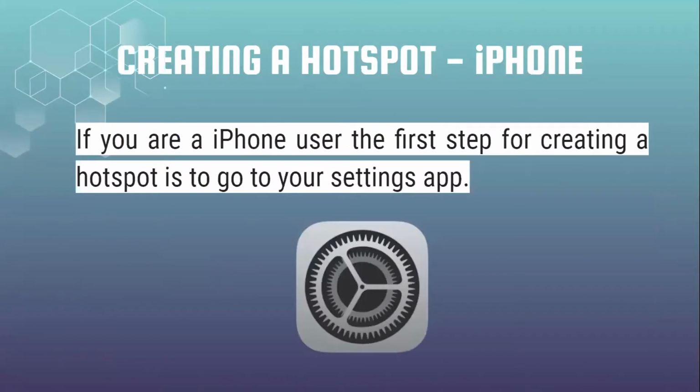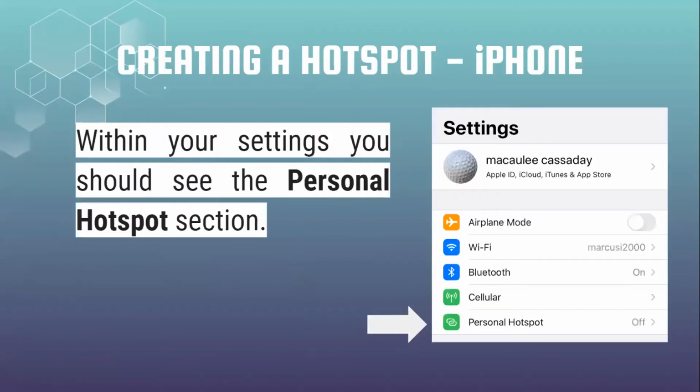Now we'll be specifically looking at how to create a hotspot. First, this would be an iPhone tutorial. So if you are an iPhone user, the first step for creating a hotspot is to go to your Settings app. Your Settings app looks like this on the PowerPoint. And then within your settings, you should see the Personal Hotspot section. It is indicated here by the arrow, which says Personal Hotspot.